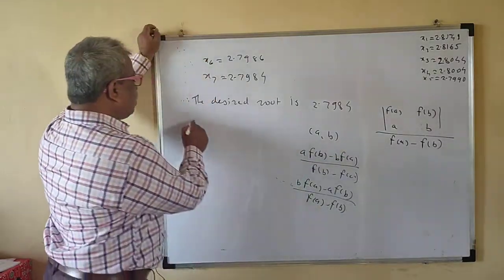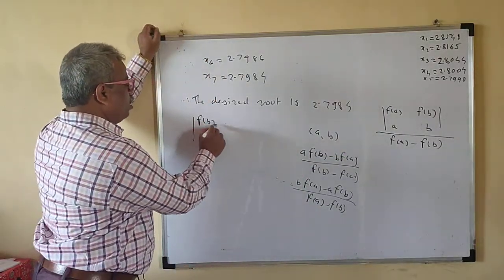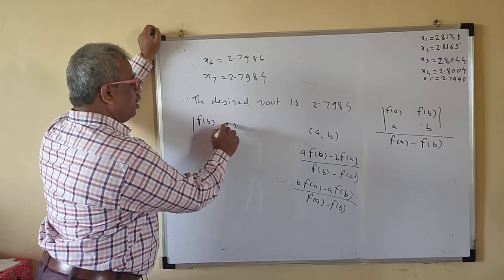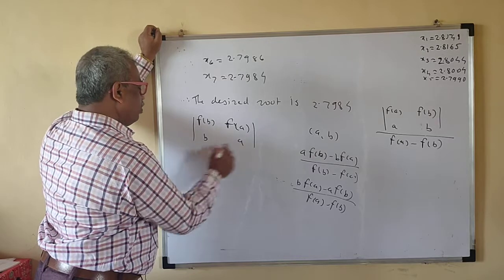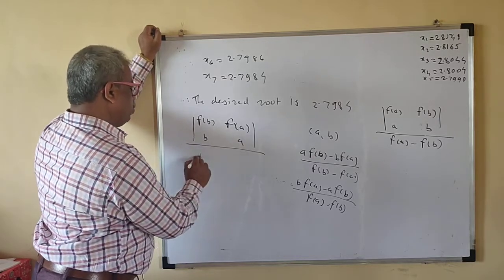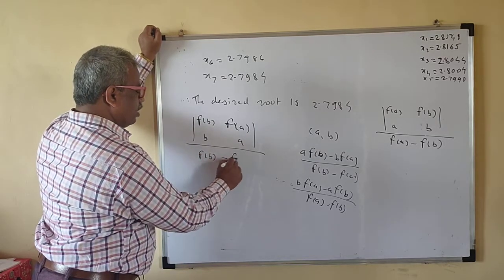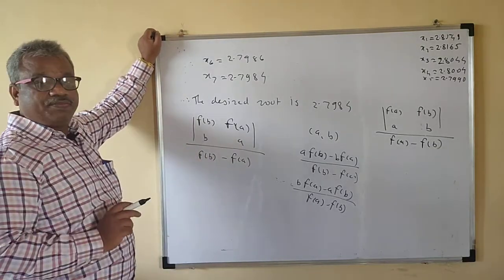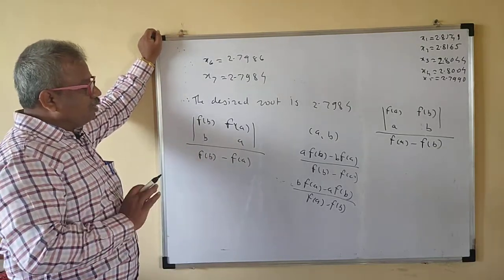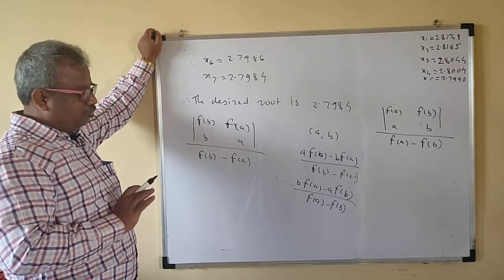You may write this formula with f of A and f of B, this is B, this is A in the numerator, and the denominator is f of B minus f of A. Both the formulas are there. Okay. So this is the regula falsi method, or method of false position.